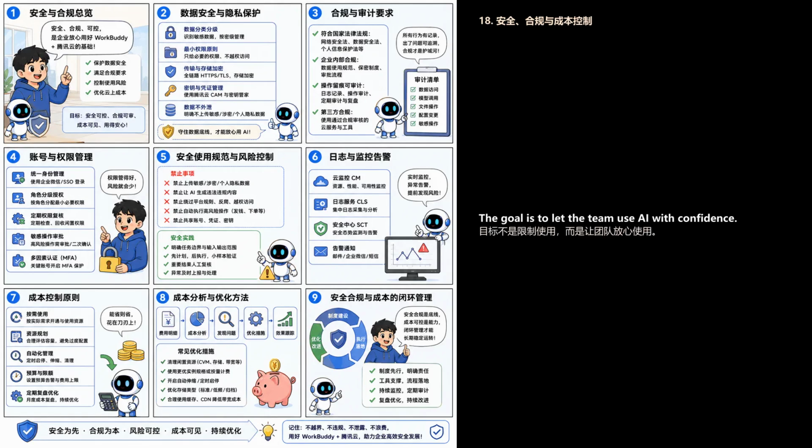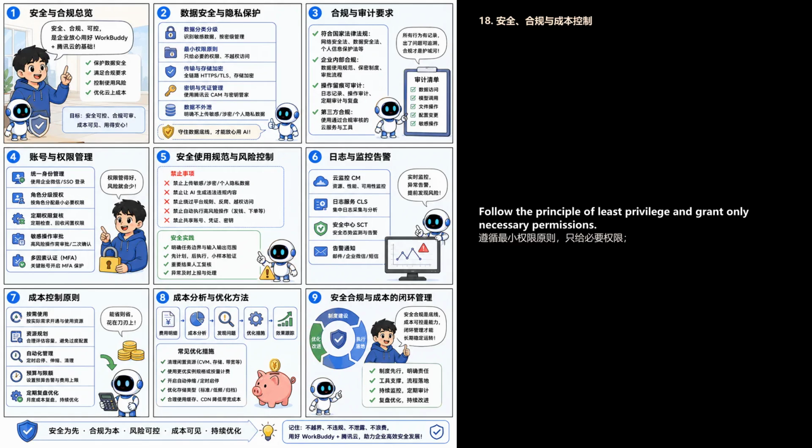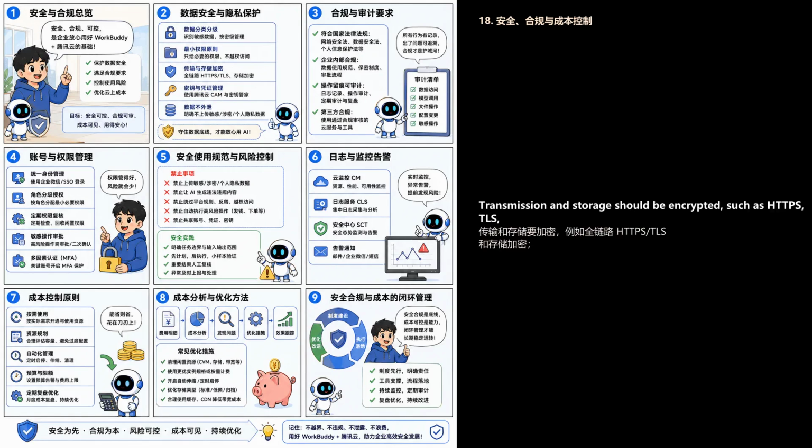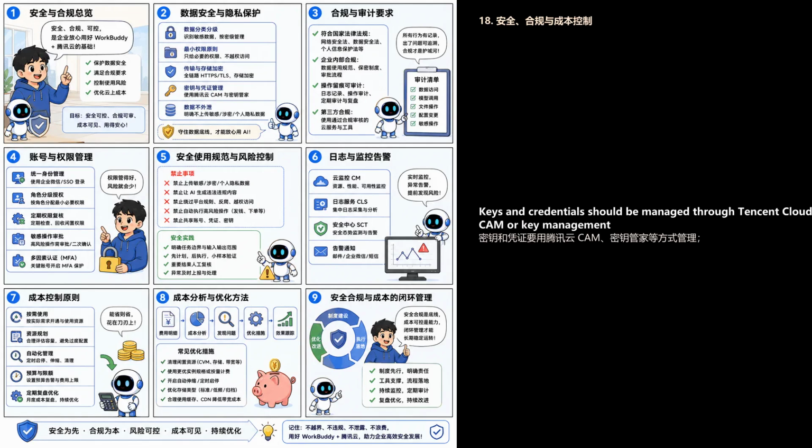The second panel covers data security and privacy protection. Data should be classified and graded. Sensitive data should be identified and managed by level. Follow the principle of least privilege and grant only necessary permissions. Transmission and storage should be encrypted, such as HTTPS, TLS, and storage encryption. Keys and credentials should be managed through Tencent Cloud CAM or key management tools. Sensitive data and personal privacy must not leak.